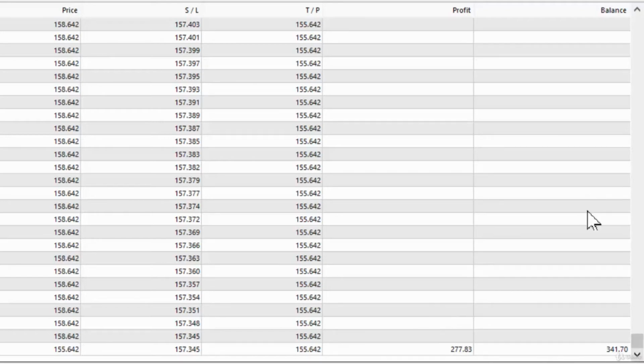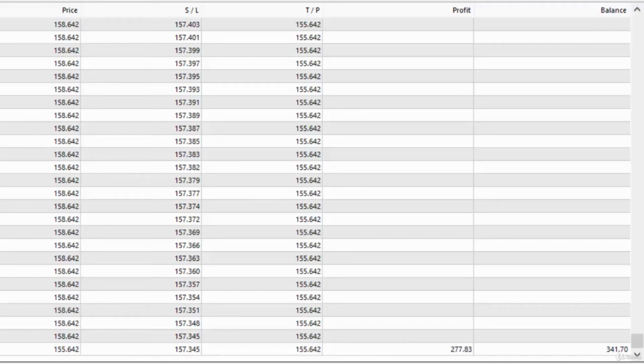So we've moved our account balance, and this is the 7th of October. So within 1 week, we've moved our account balance up over 200% to 341. So that's the nature of this. There's a lot of losses, but there are also a lot of profits.